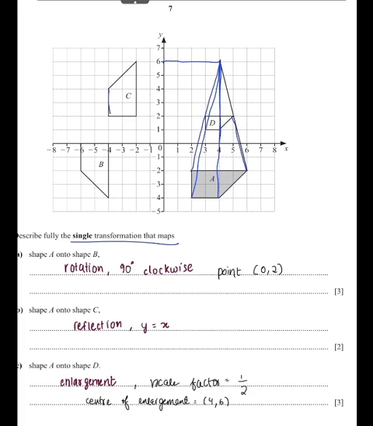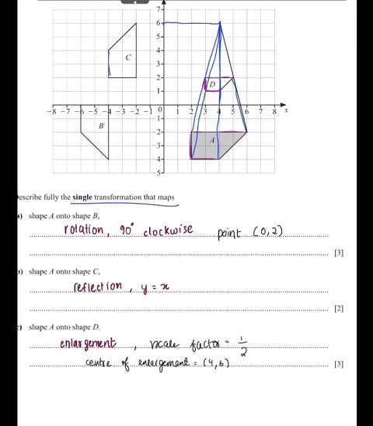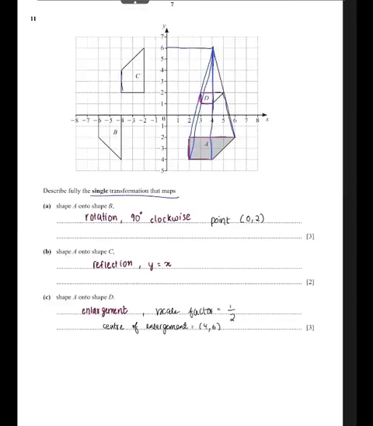Now you see this is 1, this is 1, and this is 2. This is 1, this is 2. This is 2, this is 4. So you're seeing it is getting halved. So for it to reach onto D, from 4 it is becoming 2, from 2 it is becoming 1. So it's clearly that it is half. The scale factor is half.